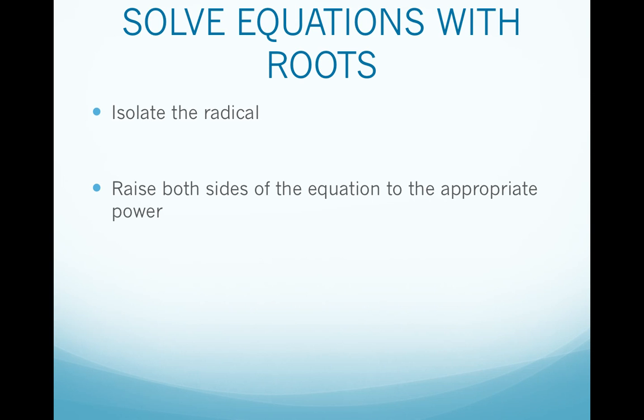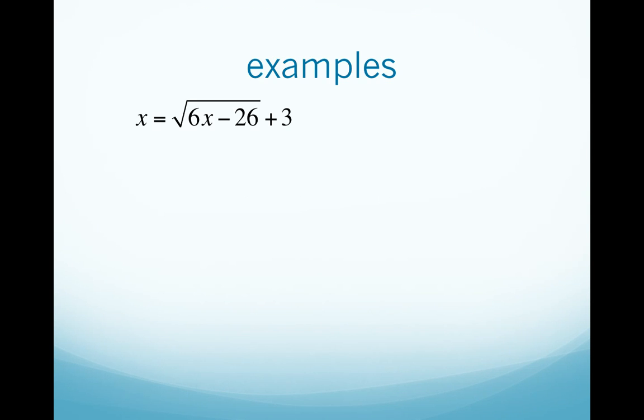If you're trying to solve equations with roots or with rational exponents, you start by isolating the radical, which is just the root, or the rational exponents, and then you're going to raise both sides of the equation to a power to get rid of the root. So if you have a square root, you would square both sides. If you have a cube root, you would cube both sides. So here's an example, and this one's actually pretty tricky.